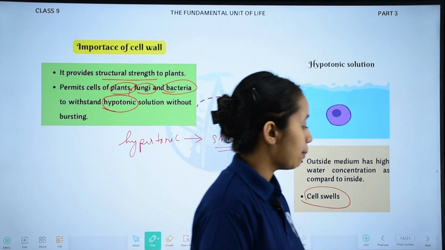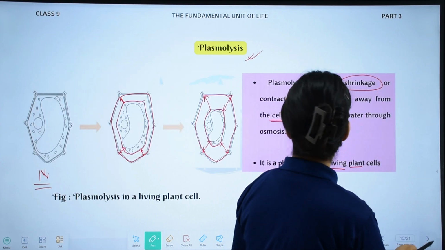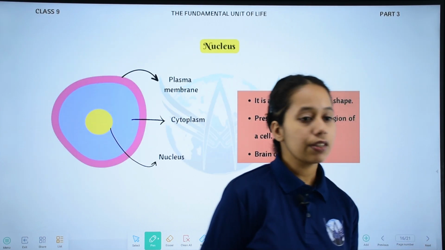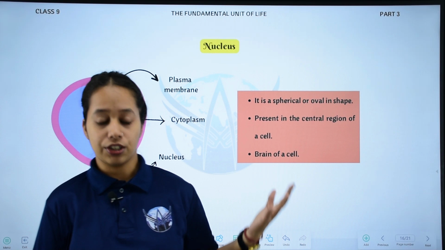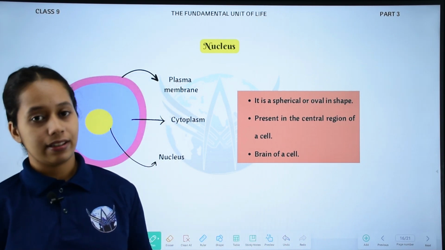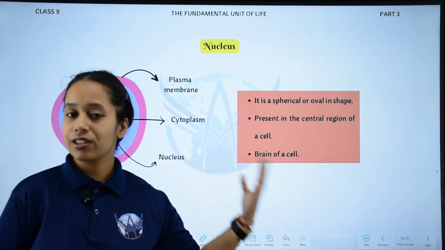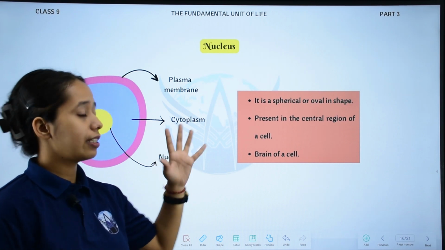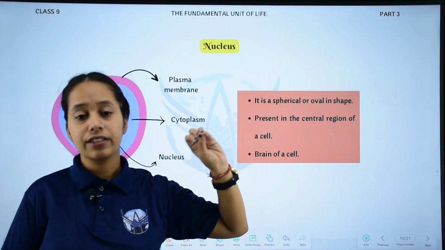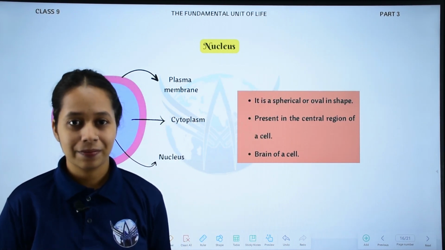We need to study about the nucleus next. What is the nucleus? The nucleus falls under the three major features that every cell possesses. Three major features, meaning a nucleus is present in almost every cell irrespective of its shape and size.